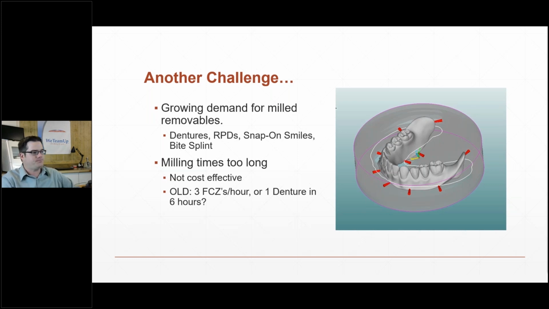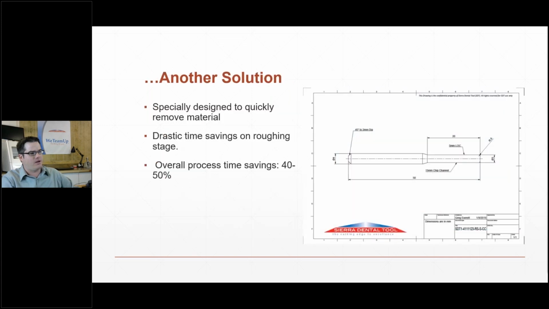And so we looked at that and designed a special tool that's got geometries that are going to help reduce that process time by increasing the amount of material the tool can rough. So we can actually remove 6 to 7 times the volume of material than the standard geometry tool can.